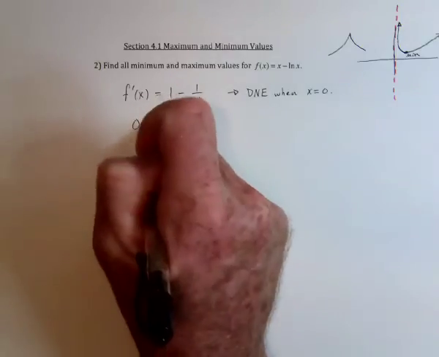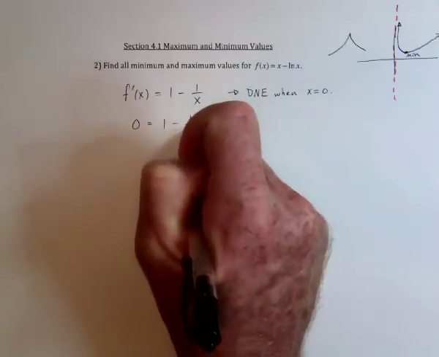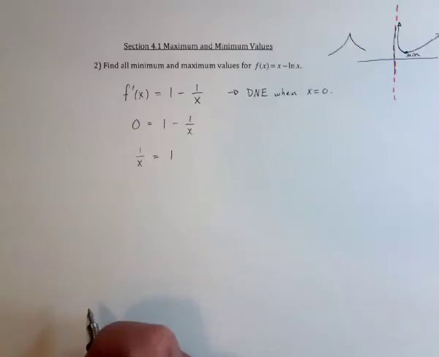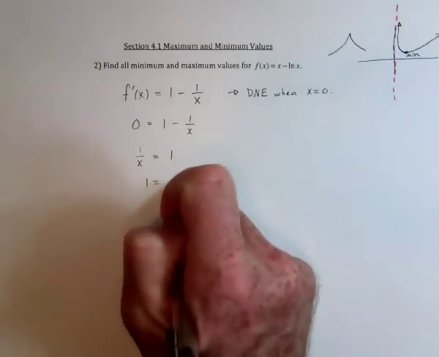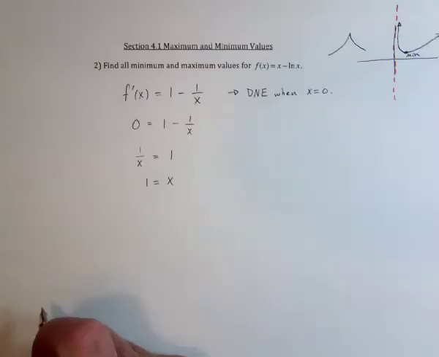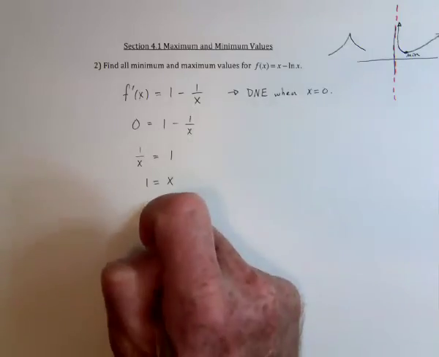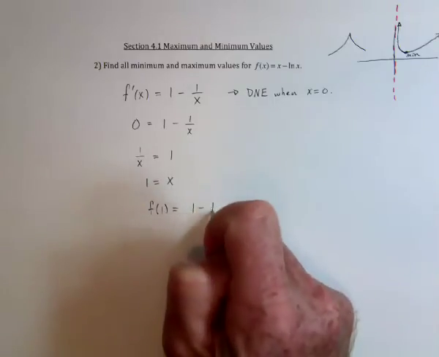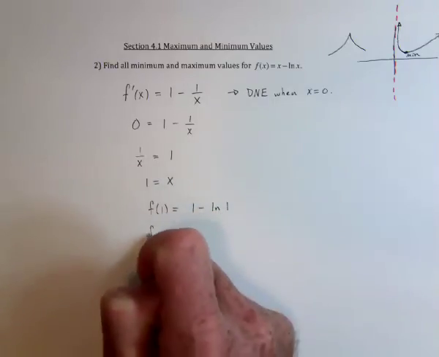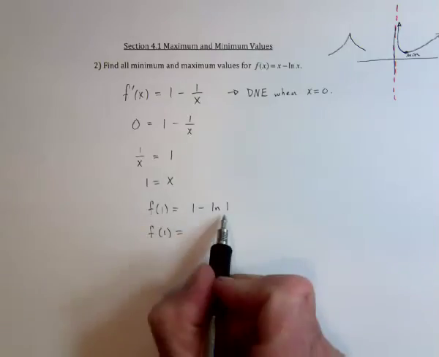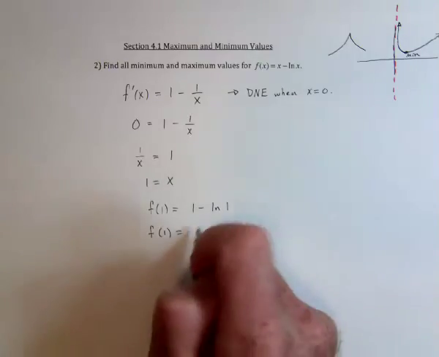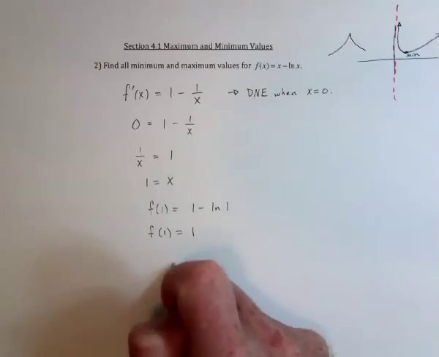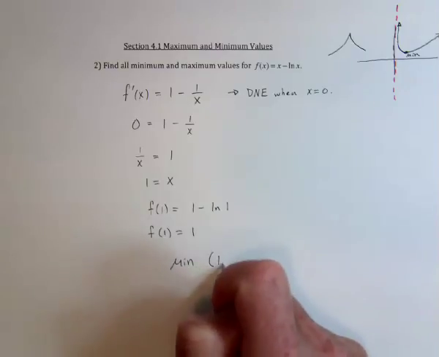Next up, set the derivative equal to 0 for the horizontal tangent line. So if I move the 1 over x to the other side, it becomes positive. And then cross multiply, and we see, sure enough, x is equal to 1. So then we would have, what's the value of the function when x equals 1? Well, the natural log of 1 is 0, so it's going to be 1 for x and 1 for y. And so we have a minimum at (1, 1).